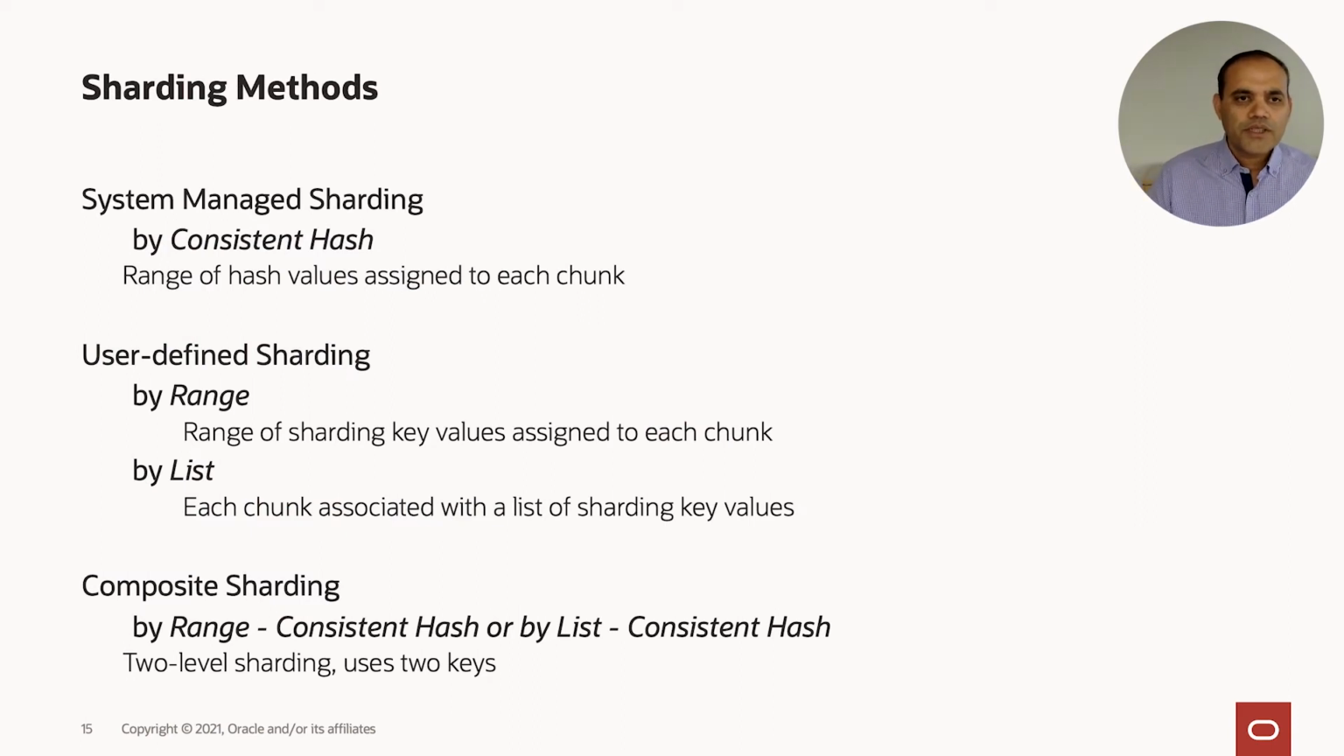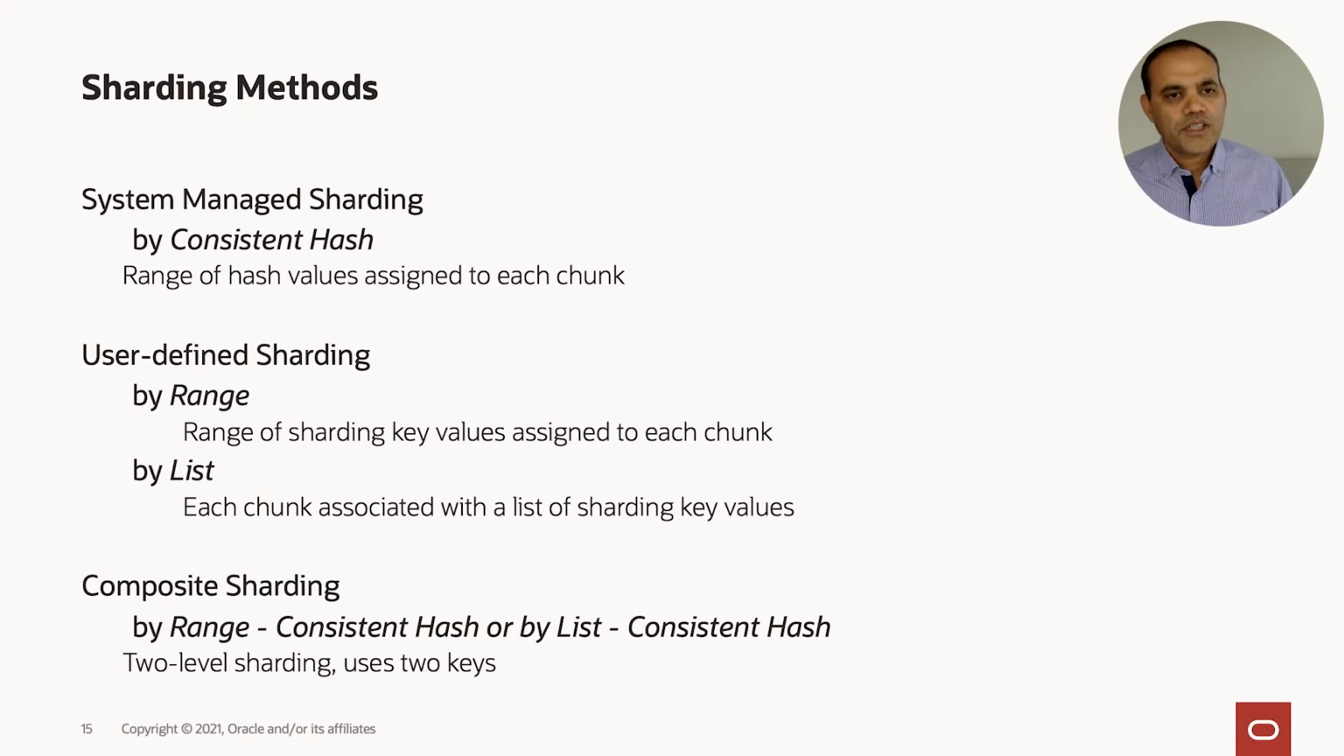Now, how can we partition the data? What are the different schemes and methods we allow for partitioning the data or sharding the data? So number one is system managed sharding. Here, under the hood, we place the data using a consistent hash algorithm. So we can give a pool of shards, and the data placement on those shards is automatically handled by the system.